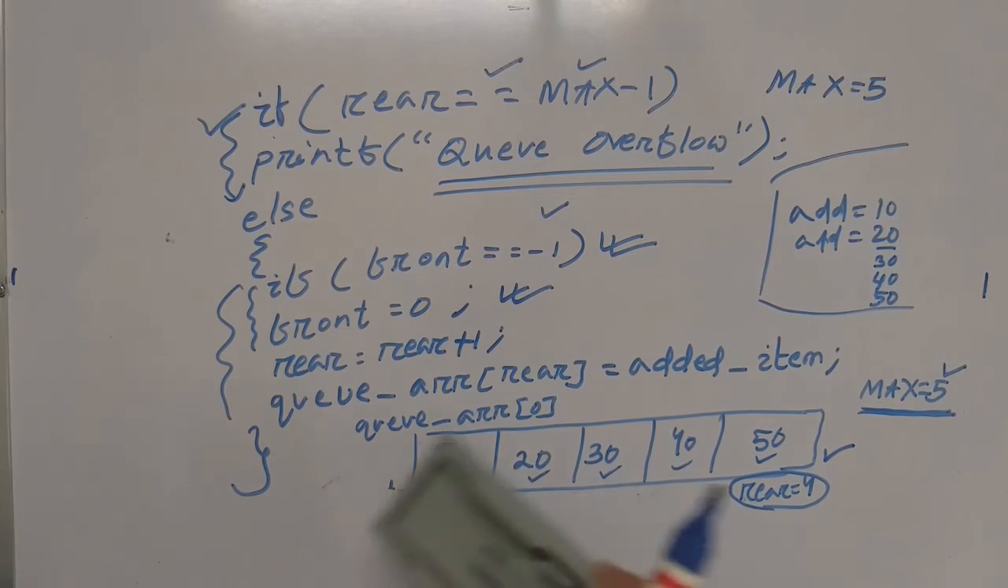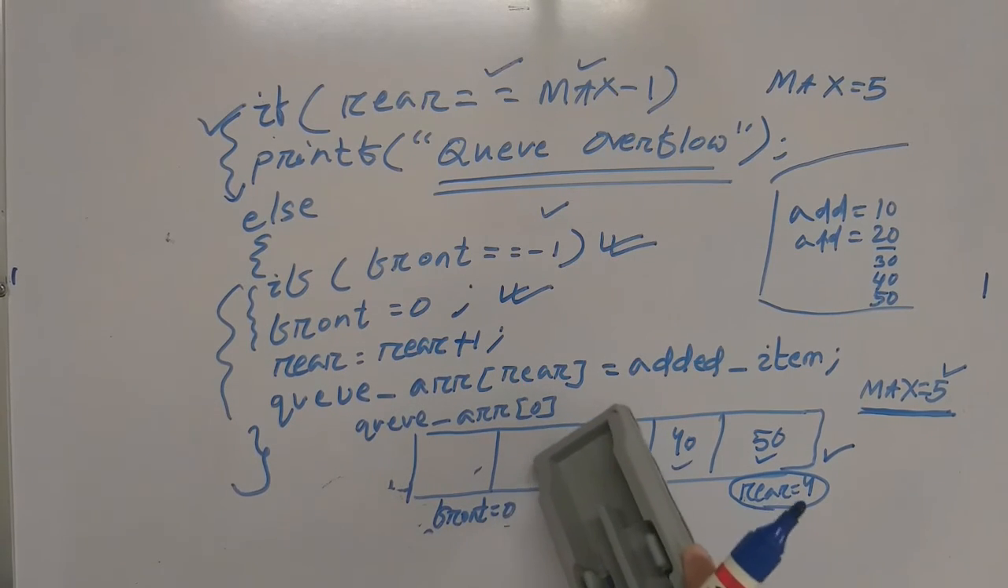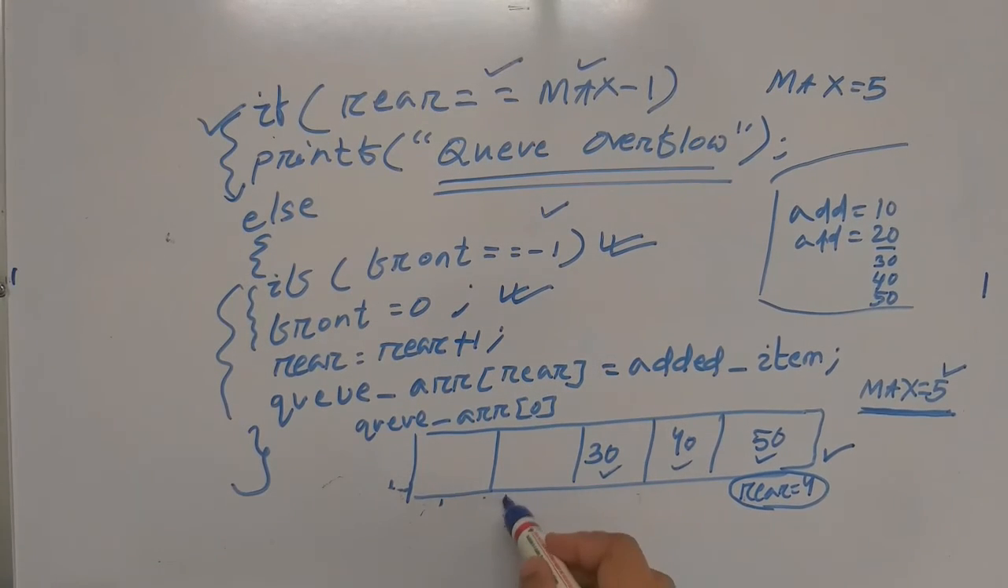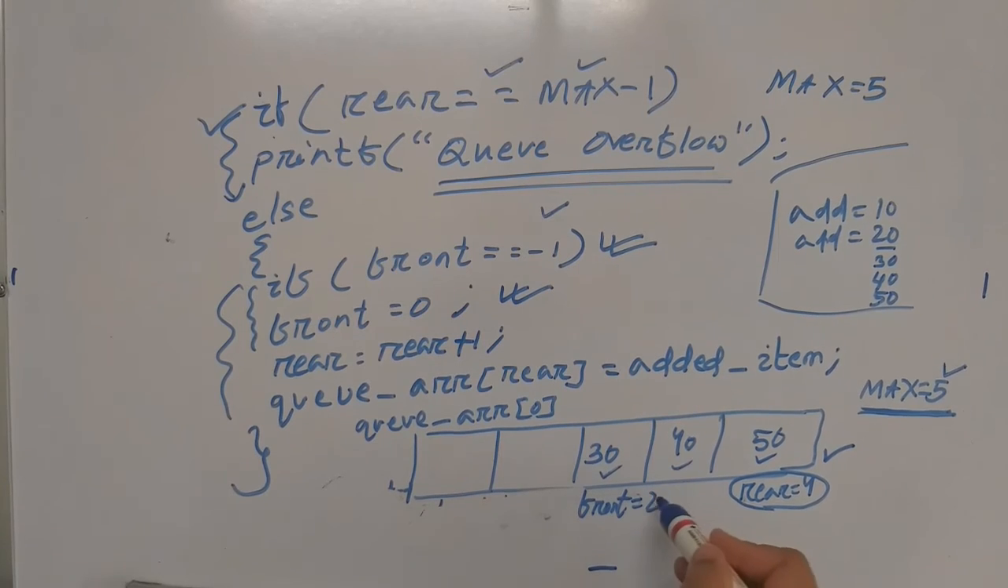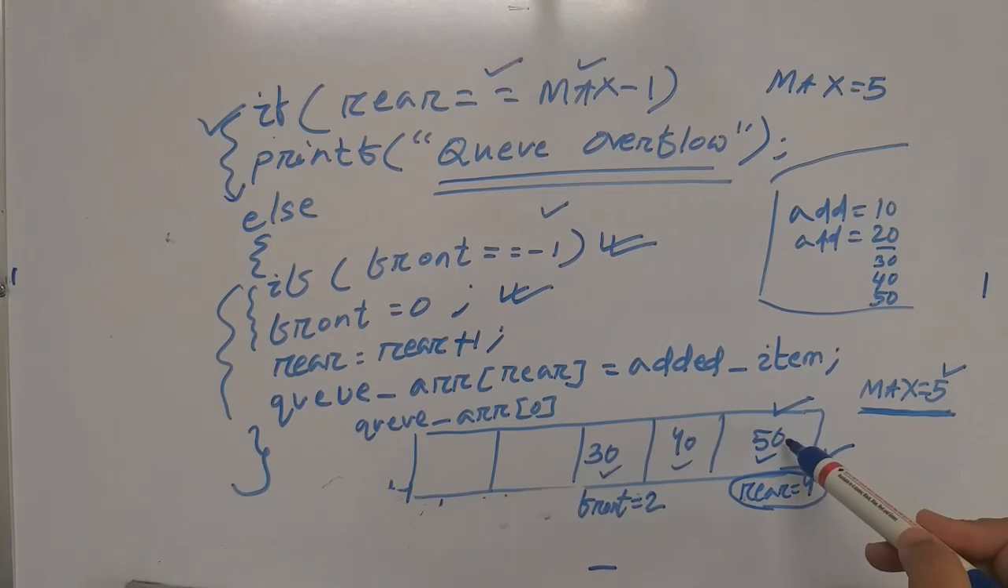Okay, suppose we delete these two elements. So the front value is changed from 0 to 1. The front is incremented, and the front is now indicating the next position. It is changed from 1 to 2 for deleting this element, front equal to 2. But the max position here is the same, 5, and the rear position is 4. Okay, so in this case we are inserting the next element.